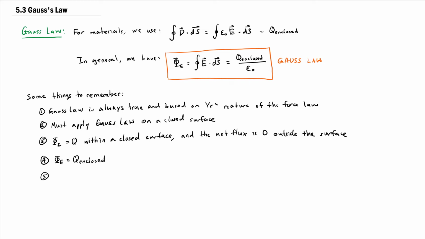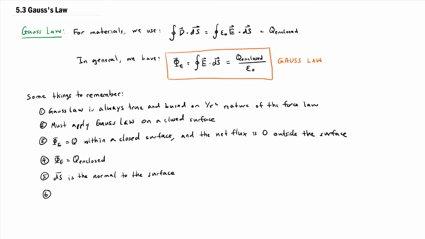Number five, dS is simply the normal to the surface and has nothing to do with charge distribution.